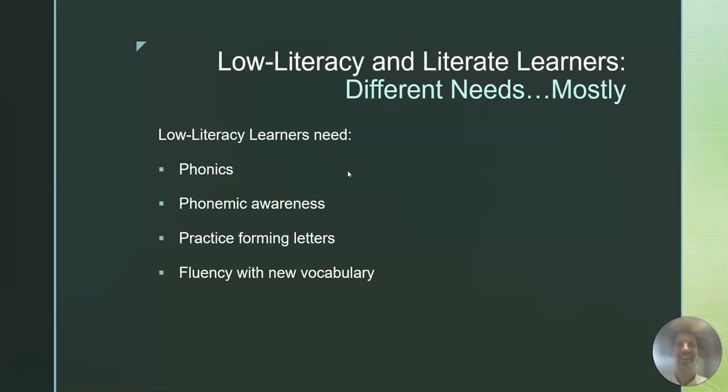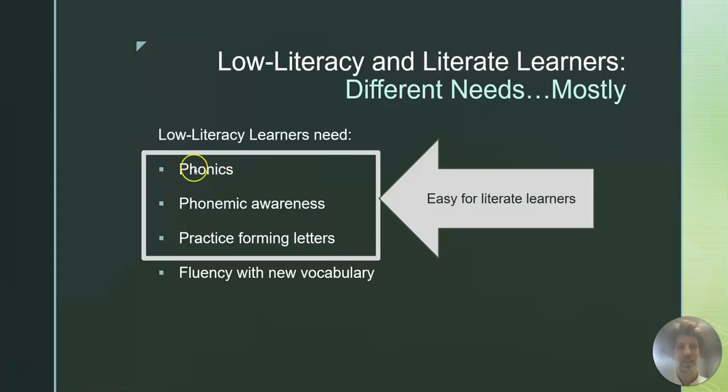Here's why. Low literacy and literate learners have different needs, mostly. So low literacy learners need phonics practice, they need phonemic awareness practice, they need practice just forming letters, potentially, and practice decoding, segmenting, blending, all of this stuff. Of course, they also need fluency with new vocabulary. So these first three bullets here, these skills, are going to be very easy for your literate learners.